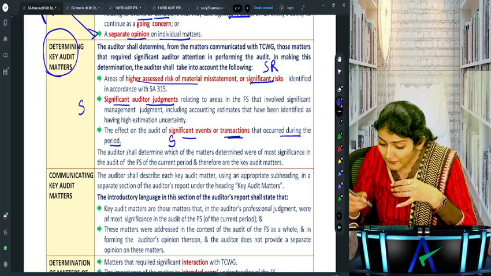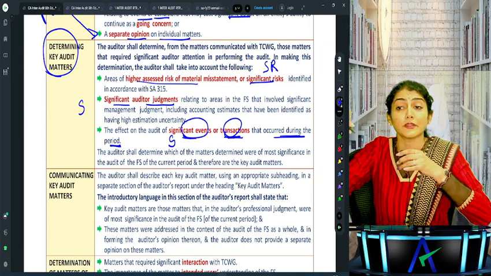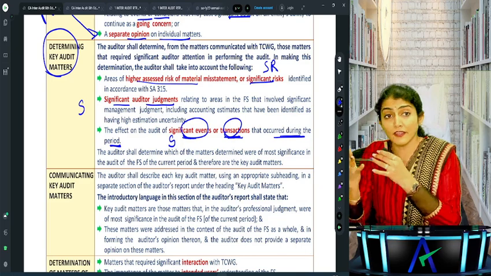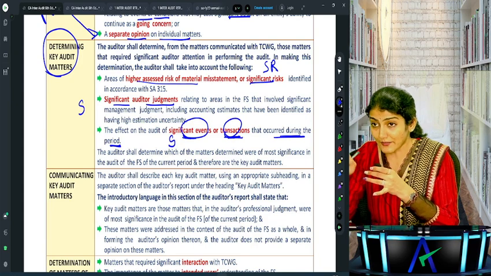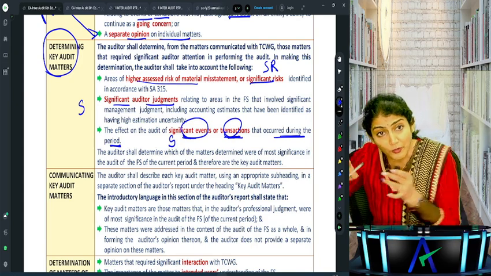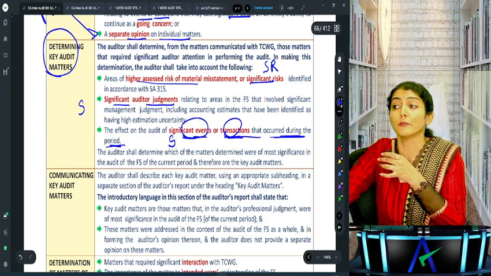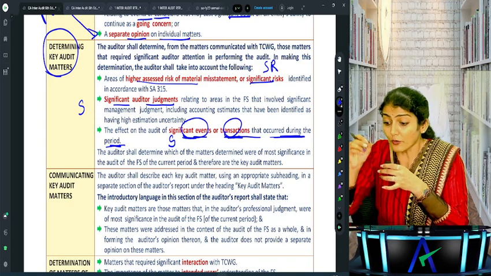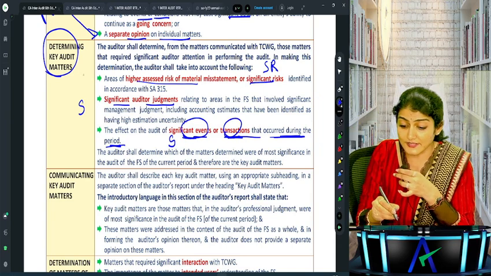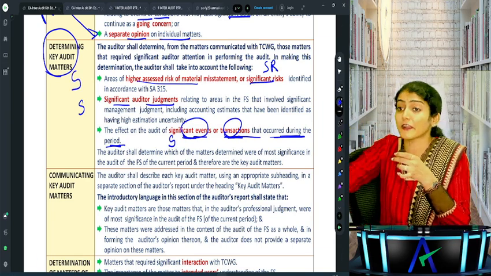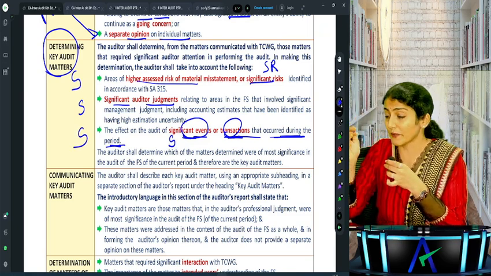So what is that? The effect on the audit of any significant event or transaction that occurred during the period. That this year the company got amalgamated with another company. Every year Tata does not acquire Air India, but in the recent past, did they acquire Air India? So for that particular audit, will the auditor have to put more effort into checking that area? That's a significant event or transaction that occurred during the period. Are you understanding that? How to determine that a matter is a key audit matter? You say if it is a higher assessed RMM or a significant risk, then significant auditor judgment, and effect on the audit of any significant event or transaction that took place during the period.